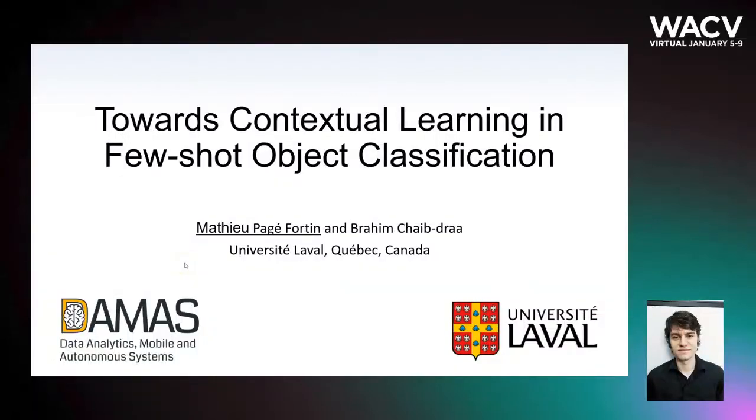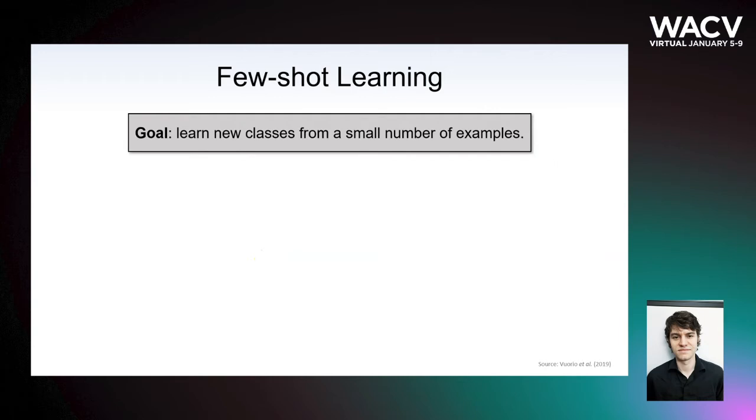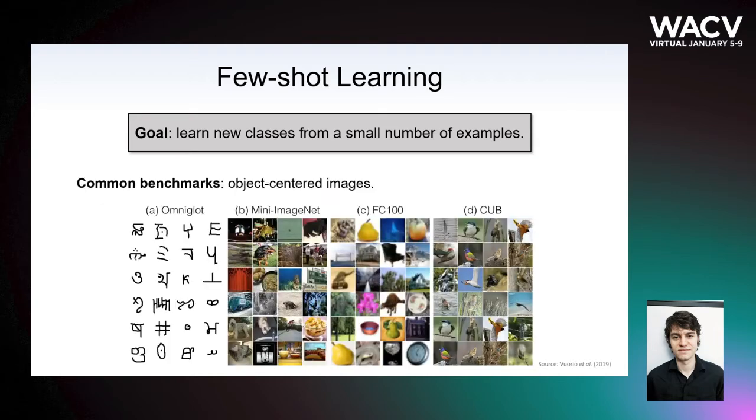In this video, I will present our work on contextual learning in few-shot object classification. Recall that the goal of few-shot learning is to train a model in such a way that it can learn new classes from a very small number of examples. However, most current methods tend to consider objects in isolation. As we can see on these images, these popular benchmarks generally have only one centered object.